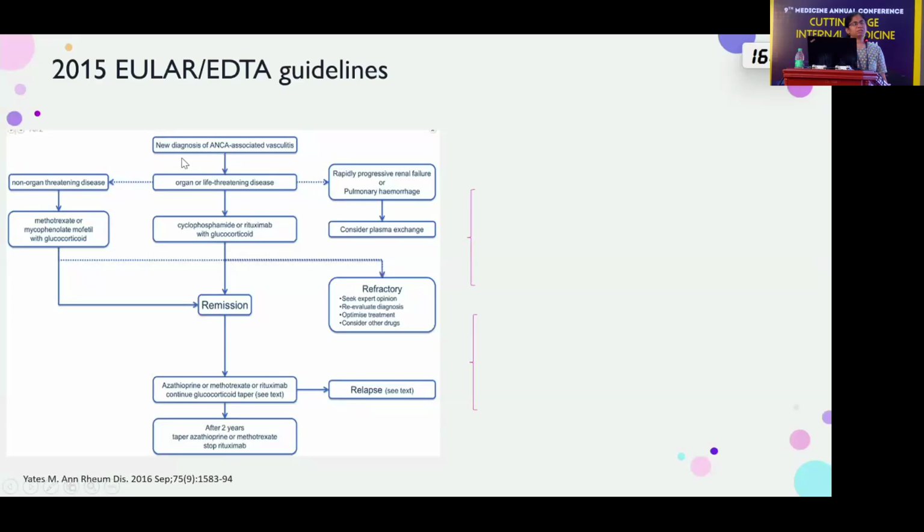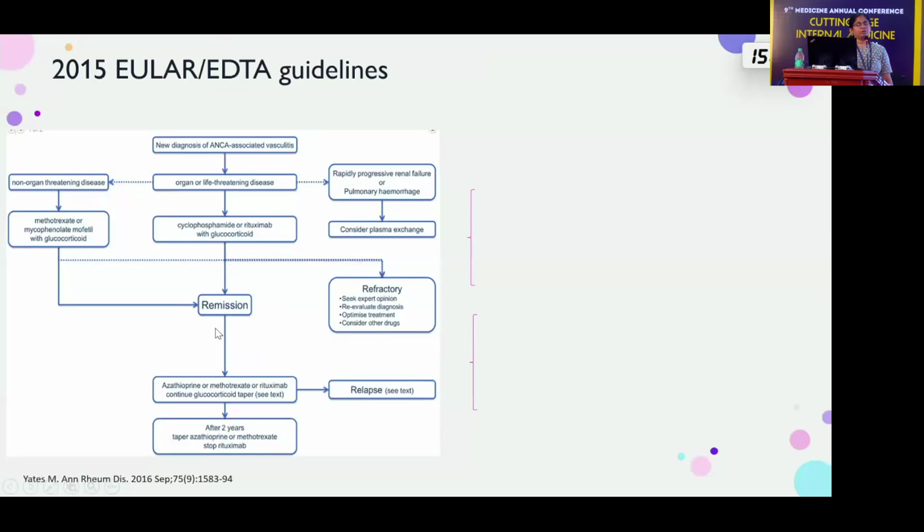Induction of remission is dependent on whether you have a non-organ-threatening disease, which could be managed with methotrexate or mycophenolate along with glucocorticoids. So glucocorticoids are first line along with these 2 second-line agents. If you have an organ-threatening or life-threatening disease in the form of rapidly progressive renal failure or pulmonary hemorrhage, you treat the patients with either cyclophosphamide or rituximab with high-dose glucocorticosteroids, including pulse therapy. And you may consider plasma exchange in patients who have RPGN or pulmonary hemorrhage. The patients who are refractory have to be treated in a different way.